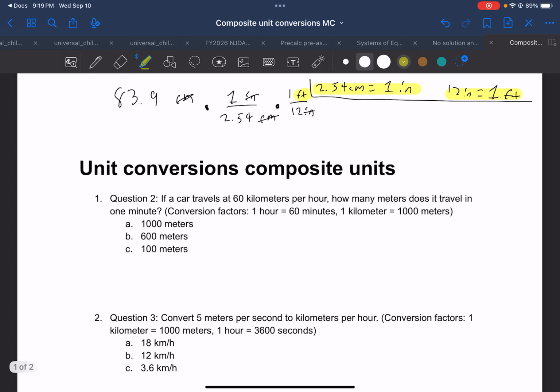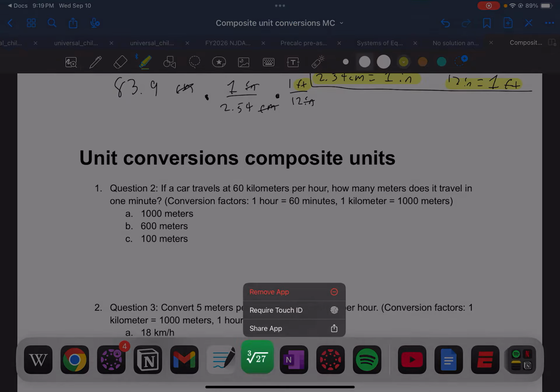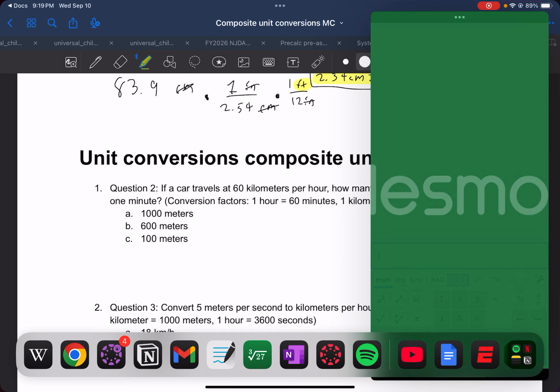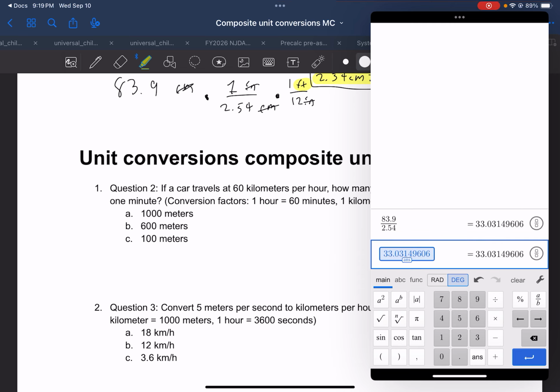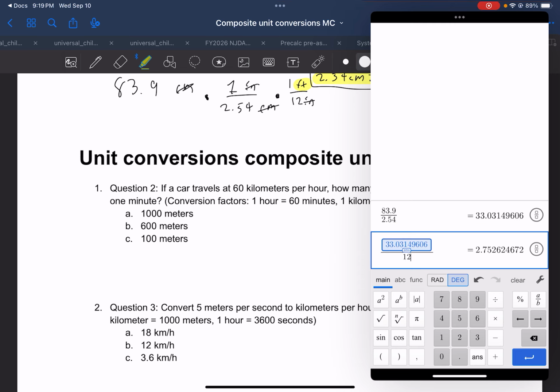And the math that we're going to do in order to get our final answer is 83.9 divided by 2.54, and then we take that answer and divide it again by 12, and the final answer is 2.75 feet. 2.75 feet is our final answer.